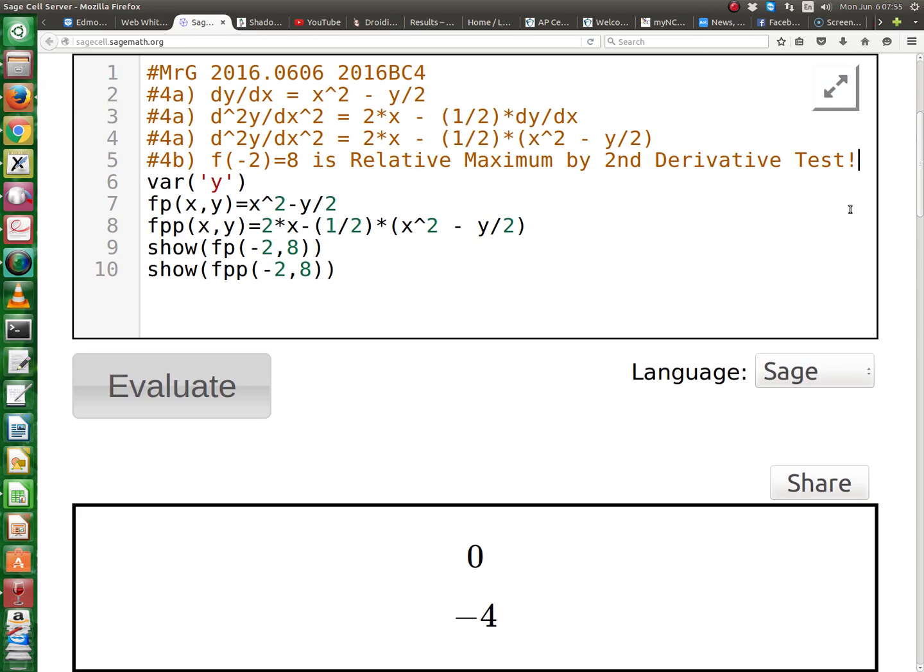Any questions how we did B? As long as you show that f prime is 0, and f double prime is negative, so it's got a horizontal tangent line and it's concave down, you have a max. Any questions how we did A or B? Questions, comments, problems? If you're missing anything, look on with your neighbor.